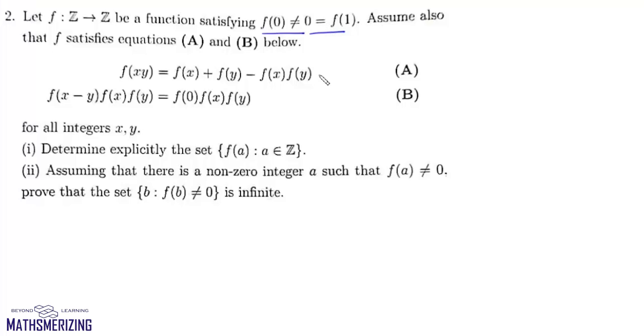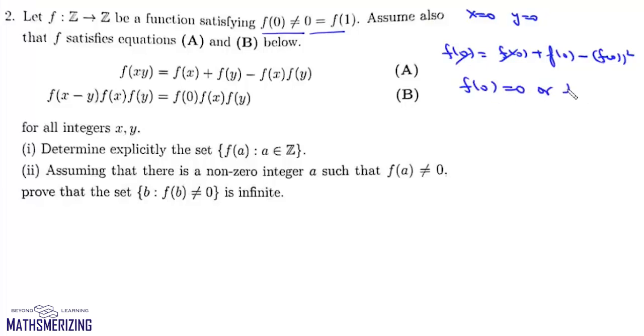Now from the first equation, if we put x as 0 and y equals 0, we'll get f(0) equals f(0) plus f(0) minus f(0) square. f(0) will cancel. So from here we can say either f(0) is 0 or the value of f(0) is 1. Now we are given that f(0) is unequal to 0, so that is not possible. So the value of f(0) will simply be 1.